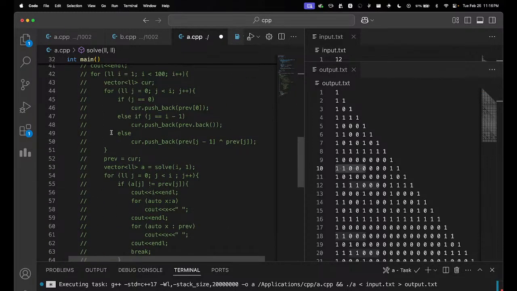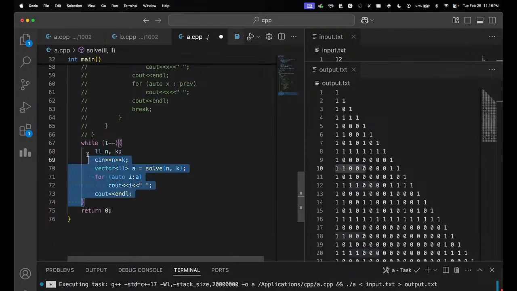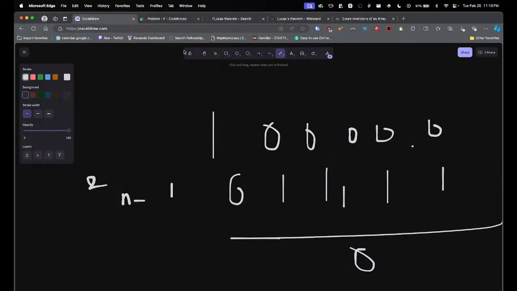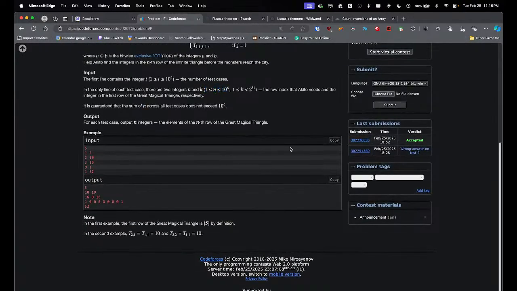And after I verified that it works till 100, I knew for sure 1000, 10,000, everything would work. So then I just solve the question, do the required task for the question. That's it. And yeah, I got a WA because I didn't verify. And once I verified, I got it accepted. That's it.